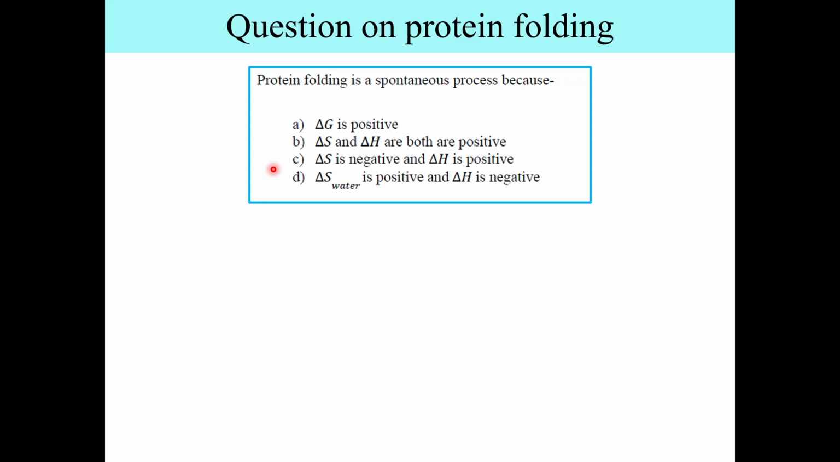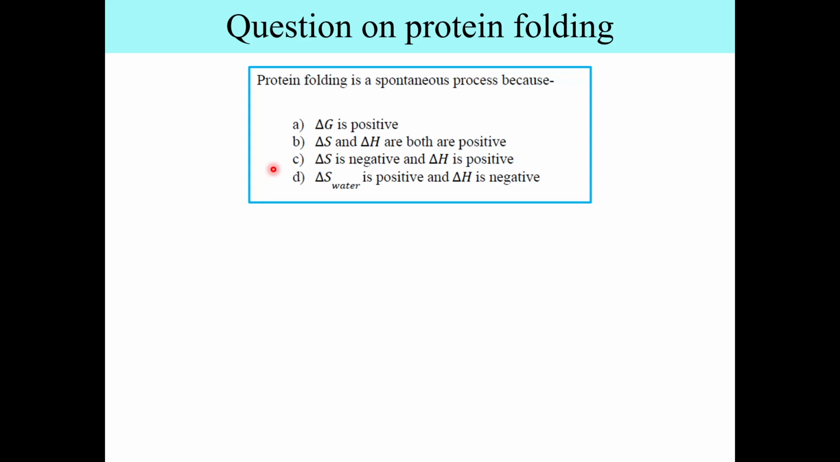Okay, now we go to the next question. Protein folding is spontaneous because the first option is delta G is positive. Now if delta G is positive, it is not a spontaneous process. So your first option is definitely wrong. Delta S and delta H are both positive. Right? So if delta H is positive, then the delta G becomes either positive or very less negative. Then it cannot be the right answer.